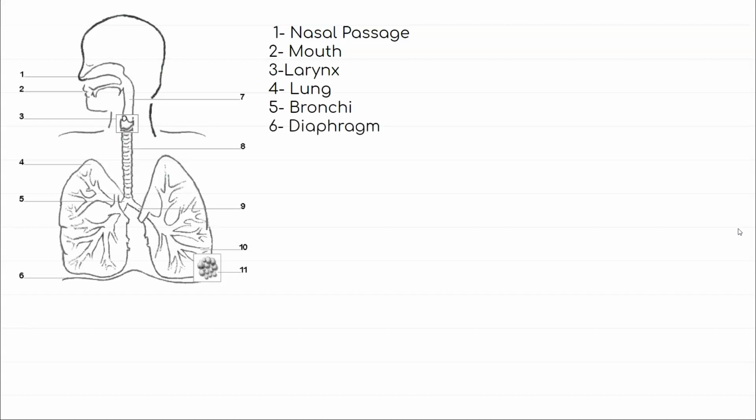Number 6 is the diaphragm. Number 7 is the pharynx. Number 8 is the trachea. Number 9 is the bronchi. 10 is the bronchiole. And 11 is the alveoli.